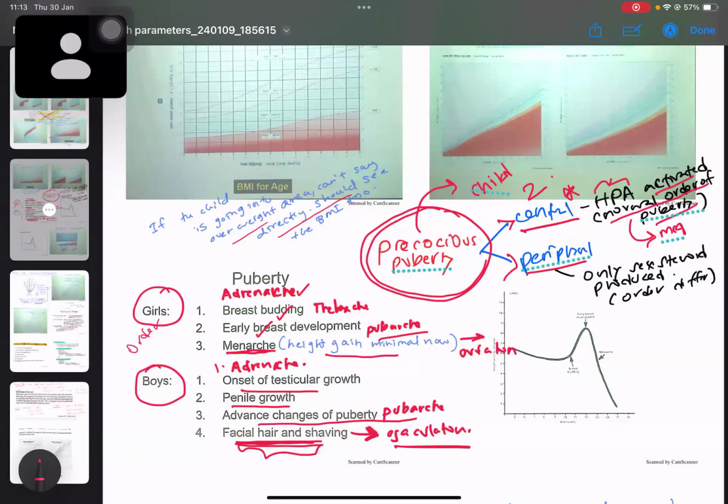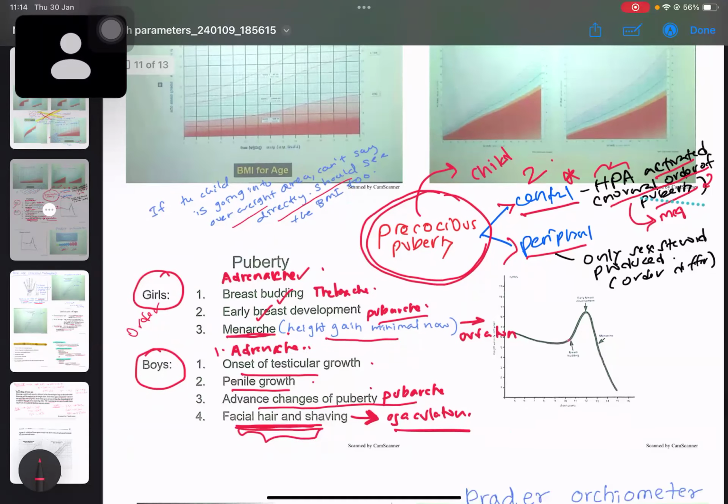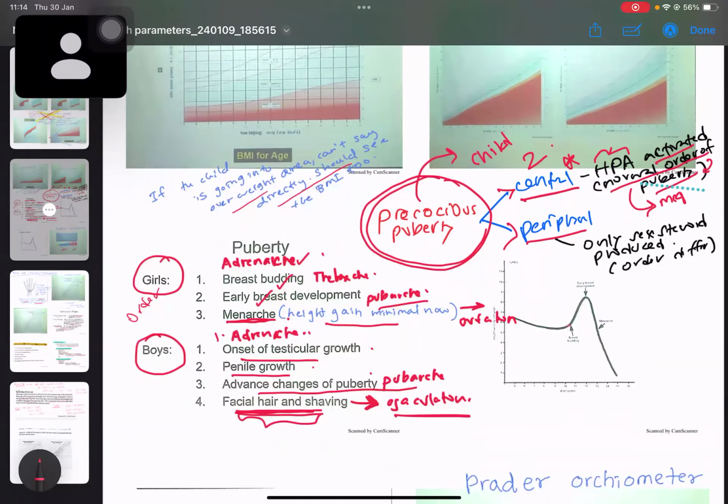That's a true statement. Which is the normal order of puberty for girls? First adrenarche, then thelarche, then pubarche, then menarche. For boys, first adrenarche, then testicular growth, then penile growth, then pubarche, then facial hair and ejaculation. So this is the normal pattern of order of puberty. Central precocious puberty is due to HPA axis activation, so the normal order of puberty is followed.